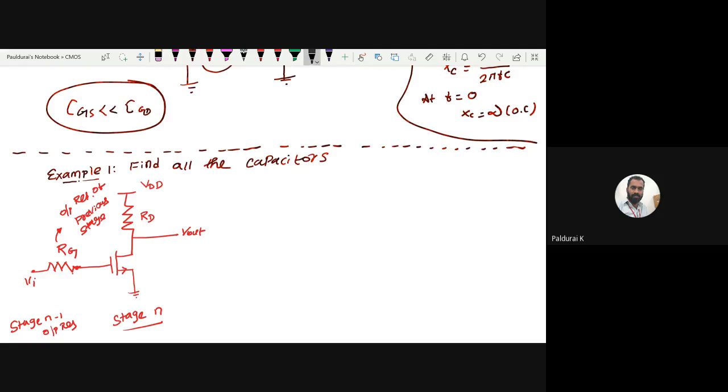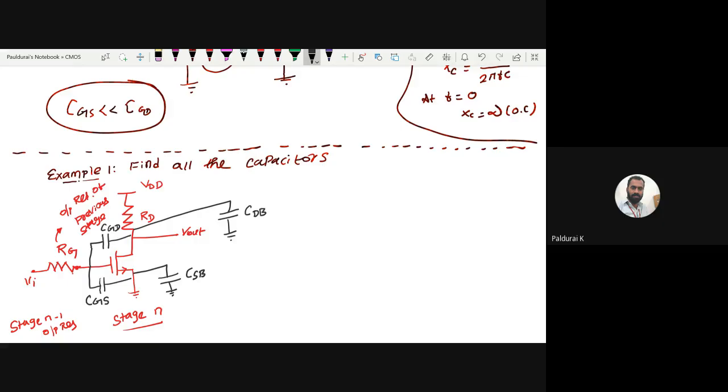You know, for a single MOSFET, we have 4 capacitors, right? So this is my C between gate to source. This is between drain to source. Here between gate to drain, and here between source to bulk, and here between drain to bulk. Totally 4 capacitors.